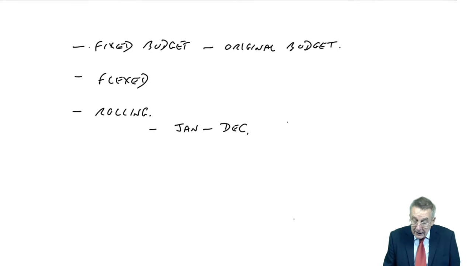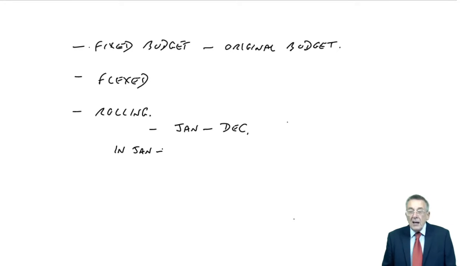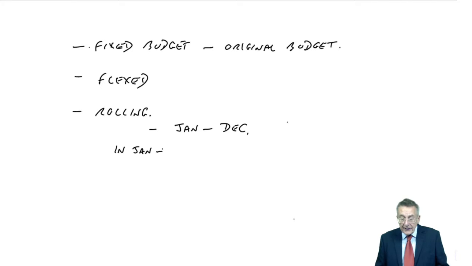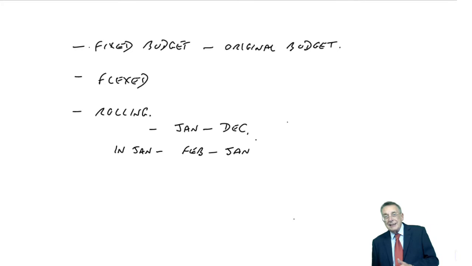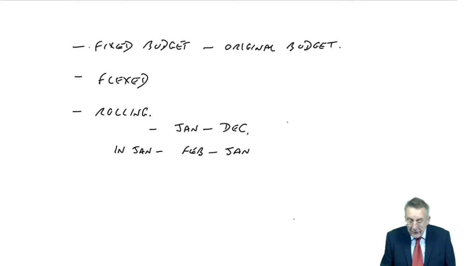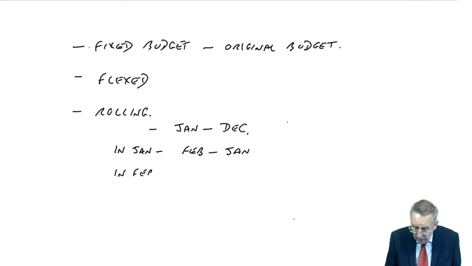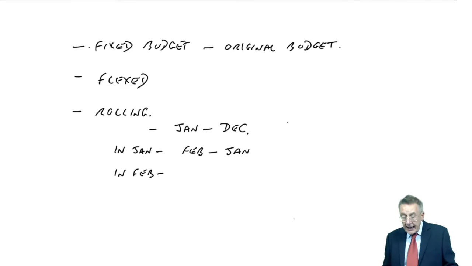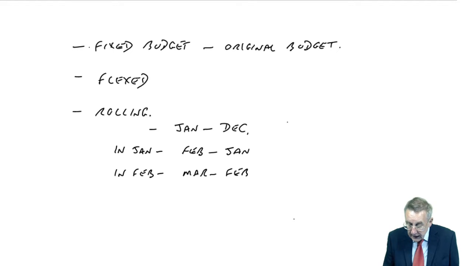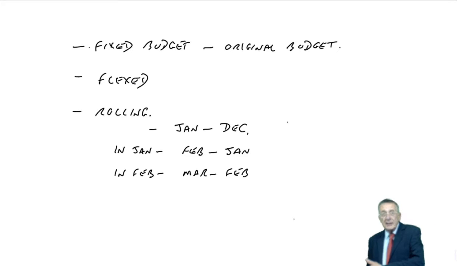But at the end, during January, you'll then redo the budget, but still for 12 months. So you do a budget from February to January of the following year. So it's still a 12-month budget. And in February, you'll budget again. But in February, you'll be budgeting for the next 12 months. You'll be budgeting for March through to the following February, and so on. So every month, you're preparing a budget for the next 12 months.